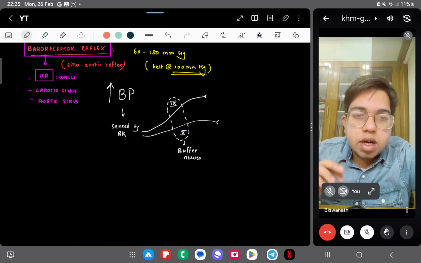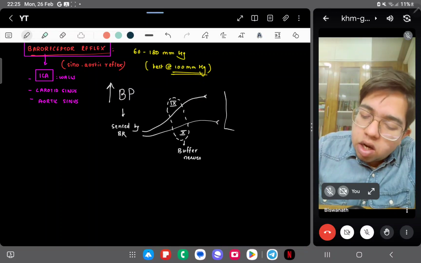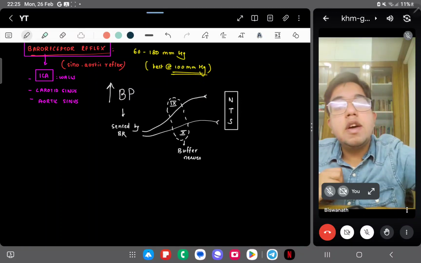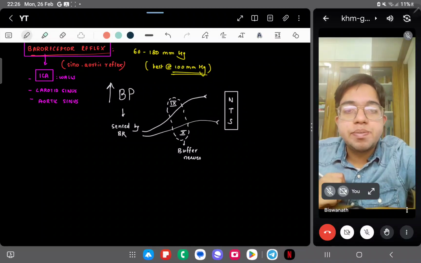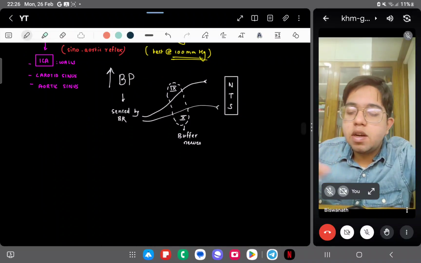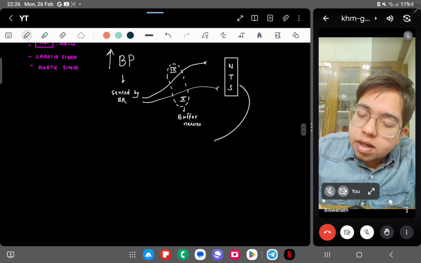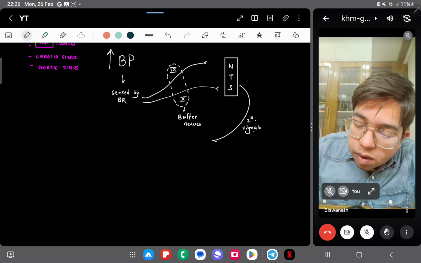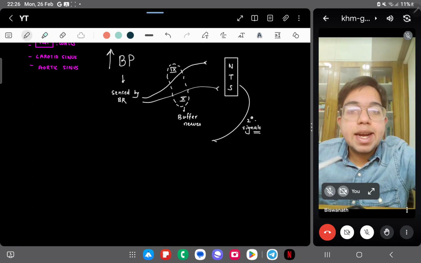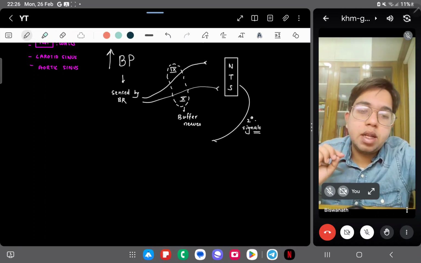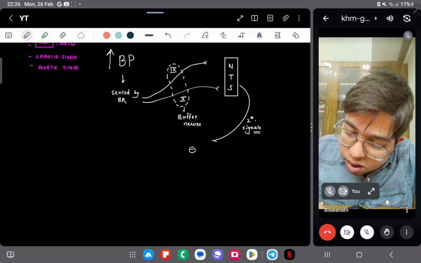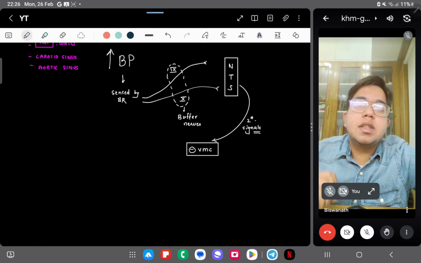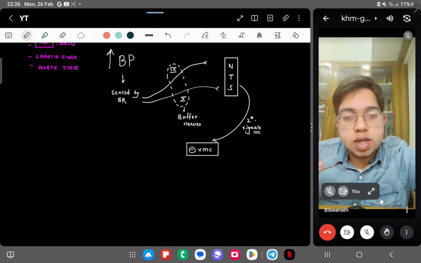And these buffer nerves will take the signal to a center called the NTS, the nucleus tractus solitarius. This NTS in turn will give secondary signals, and these secondary signals will inhibit the vasomotor center.